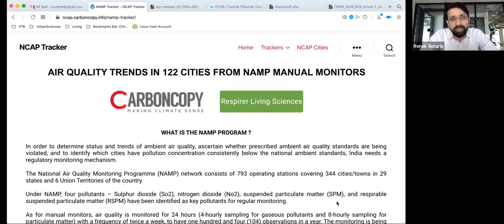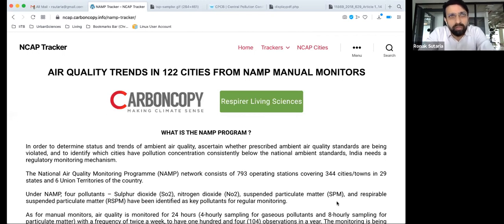And as Aarti said, our team and her team have been looking at the government regulatory data for more than a year, since the NCAP program was launched. And as Aarti said, the entire NCAP program and the selection of the 122 cities was done on the basis of the data from the NAMP monitoring network.